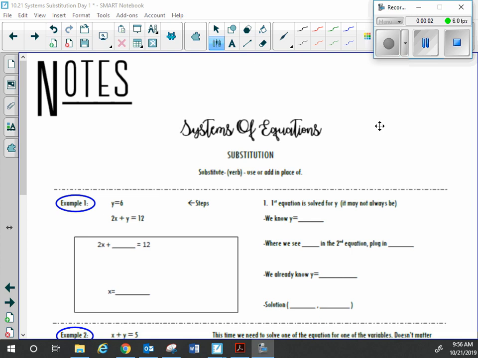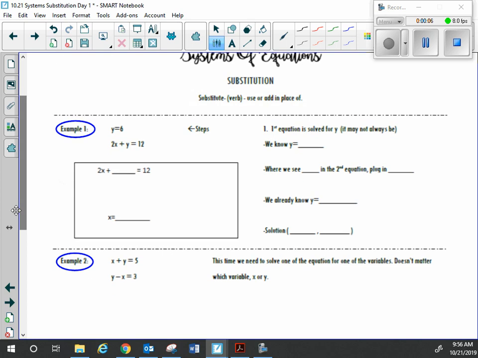Substitution. So we're going to start with one that was very much like that first problem on the number string. Y equals 6 and 2x plus y equals 12. Well, kind of like that first problem on the number string, what do you already know? We already know that y is 6.